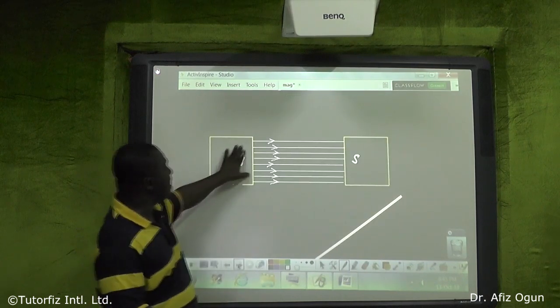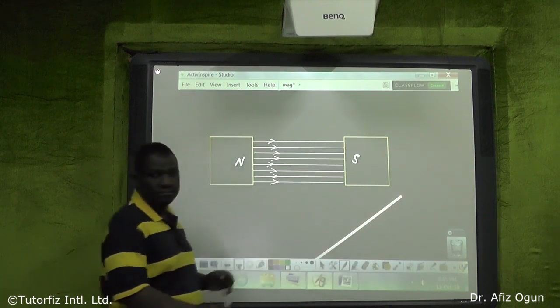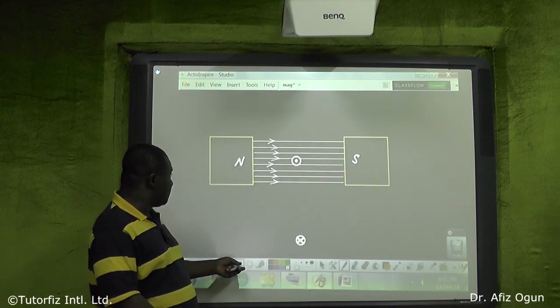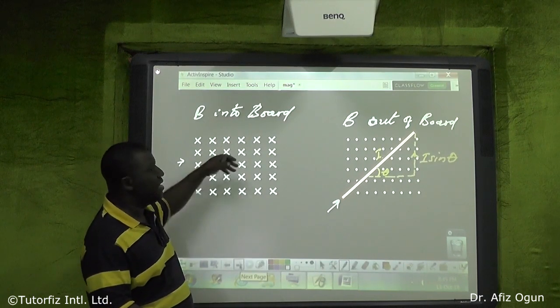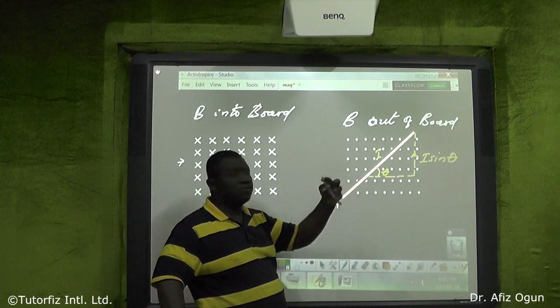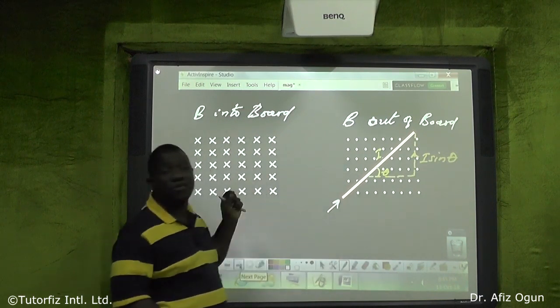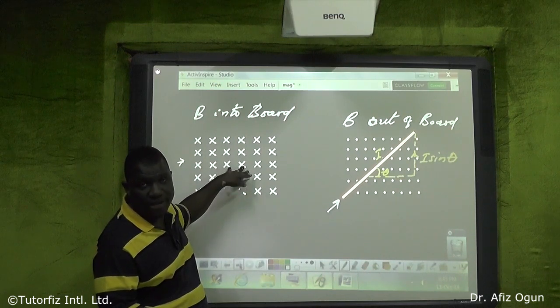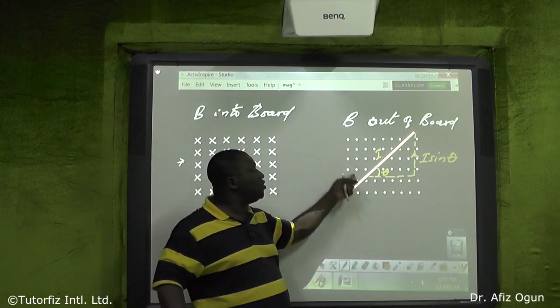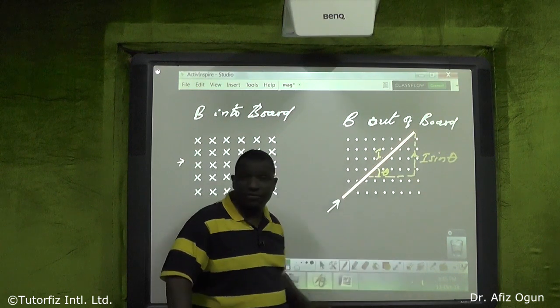The magnetic field here is in the plane of the paper. The magnetic field here, crossed, is into the page. Please don't forget that. The magnetic field here, dot dot, is out of the page. When something is crossed, if it's current, it is going into the board. If it's magnetic field, it is going into the board. I'm just trying to remind you. And when something is dot dot, it is coming out of the board.